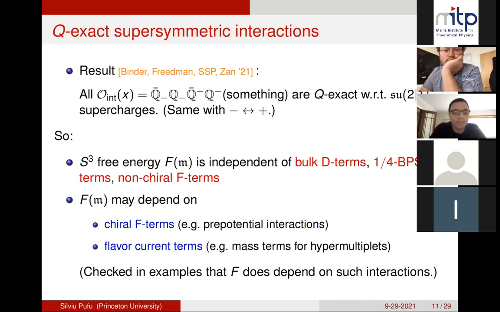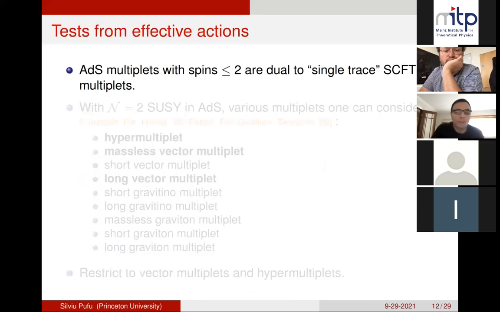Well, this could be the end of the talk. But I wanted to describe a few tests because we learned a lot from doing tests. So I just want to describe a little bit of that as much as I can. I probably won't get to everything that I have. Like some tests by constructing some explicit Lagrangians with interactions, computing the sphere free energy and seeing what it depends on and what it doesn't depend on.